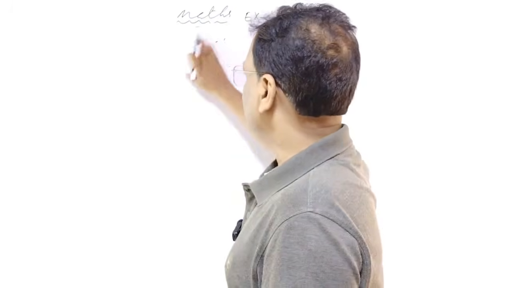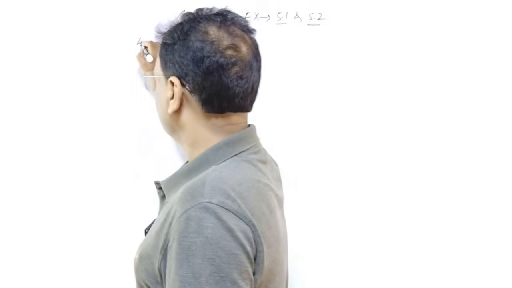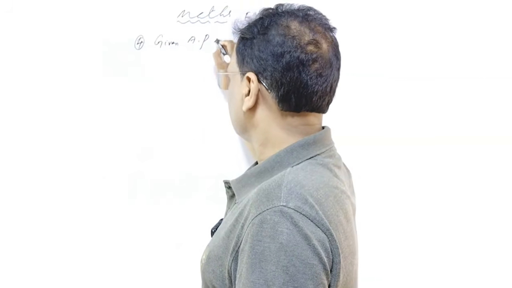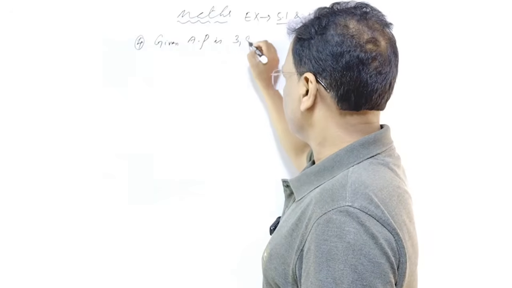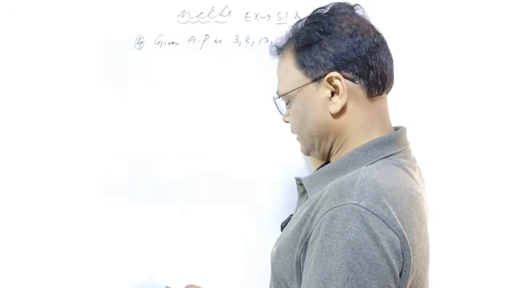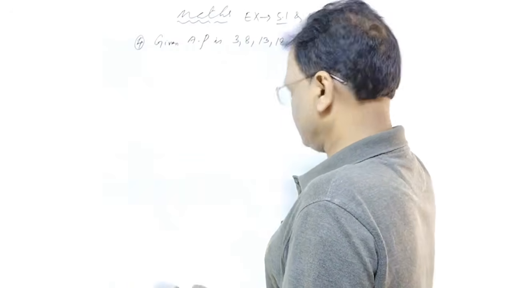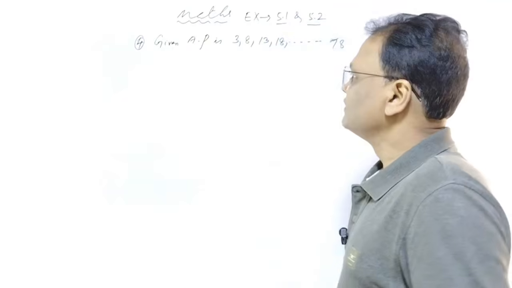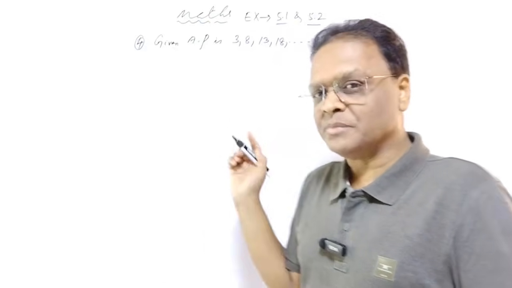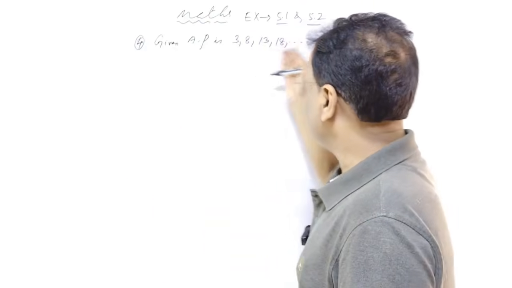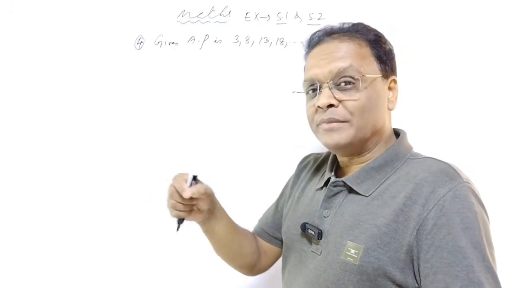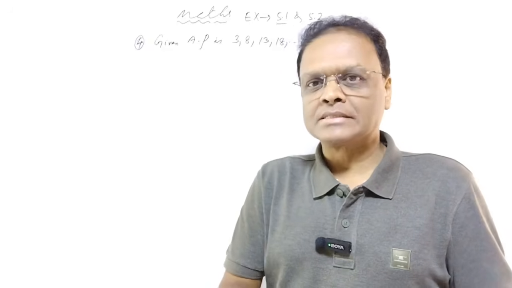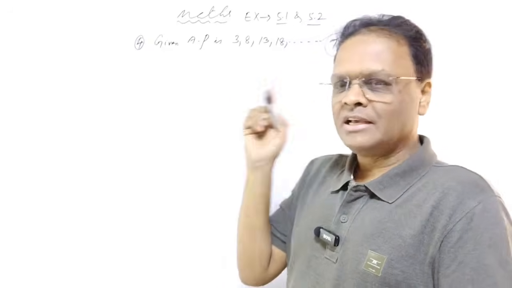Okay, let me write the AP. What is the AP given? Question number 4. Given AP is 3, 8, 13, 18 and so on. Which term of this AP will be 78? Means if you go on writing like this, in which place or in which term you will get this 78. He is asking the place value.